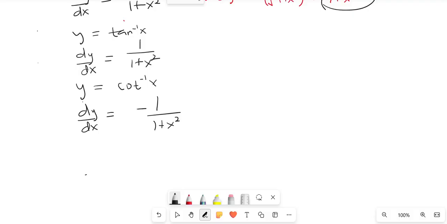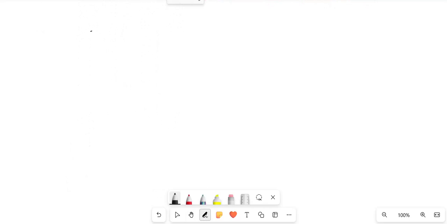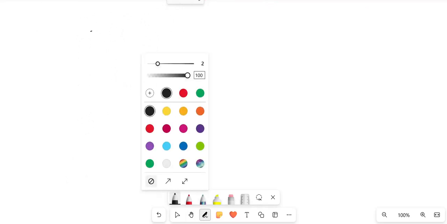Now let's look at the last one, which is secant. Can scroll this up. Sorry about that. Can scroll this one up. And then I can use a blue pen for this.